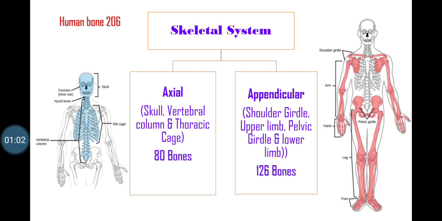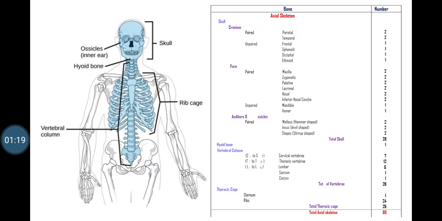The skeleton system is classified into two types, axial skeleton system and appendicular skeleton system. The axial skeleton system consists of skull, vertebral column and thoracic cage, whereas the appendicular skeleton system consists of shoulder girdle, upper limb, pelvic girdle and lower limbs.